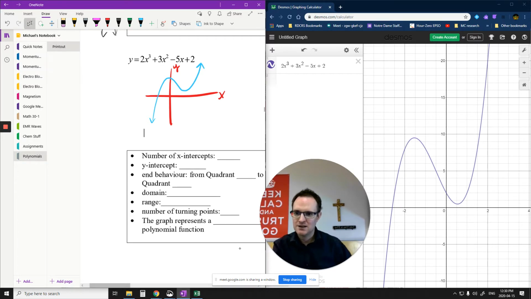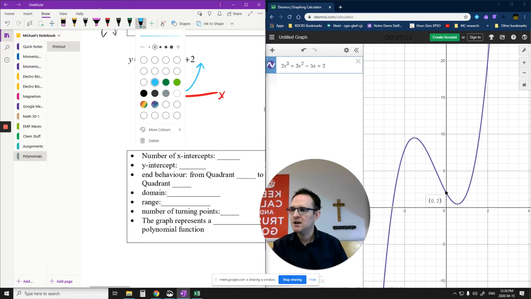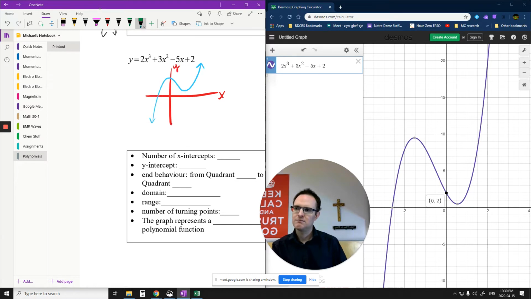Oh, I have some key points here. Like you notice here, 0, 2. I'll write that down. That's my y-intercept. Oh, I did a horrible job for sketching this out, apparently. 0, 2. You guys probably do a better job sketching that.